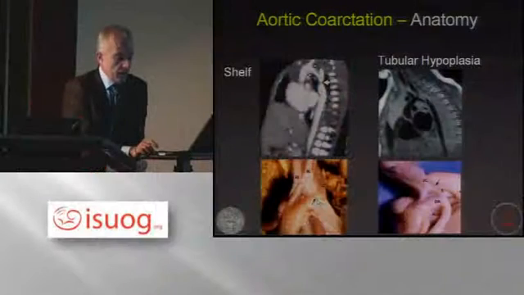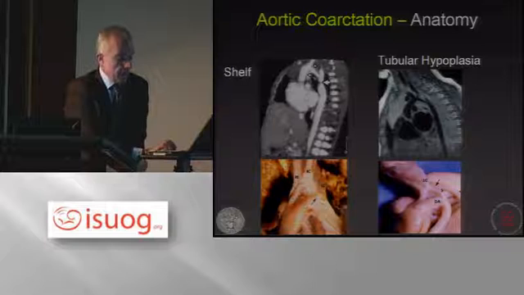After Rabbi's talk on critical aortic stenosis and HLH, we're left with aortic coarctation, and I will briefly illustrate also some other abnormalities of the aortic arch. In the fetus, we are concerned with two types of aortic coarctation. We have just the shelf.